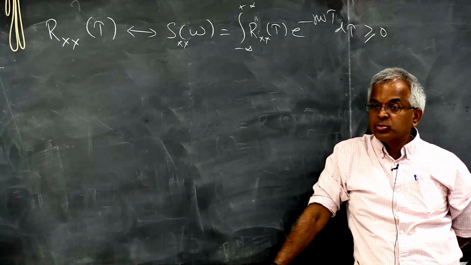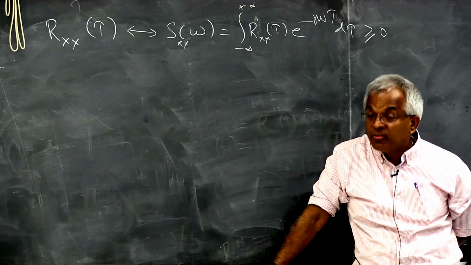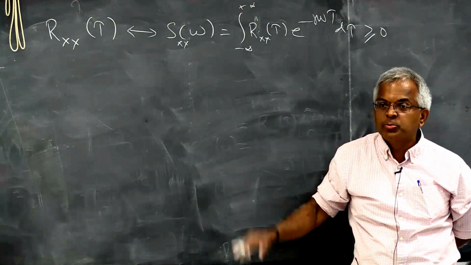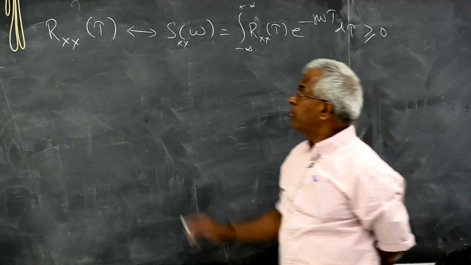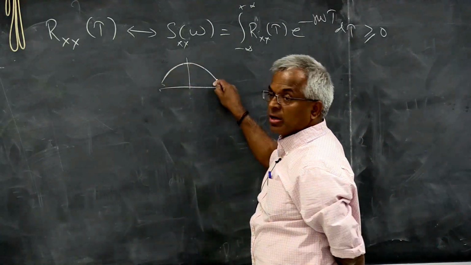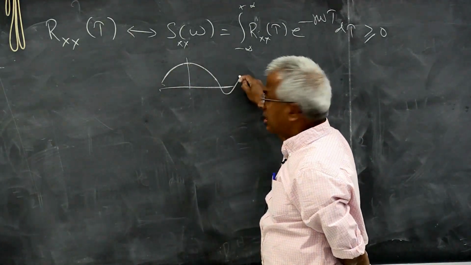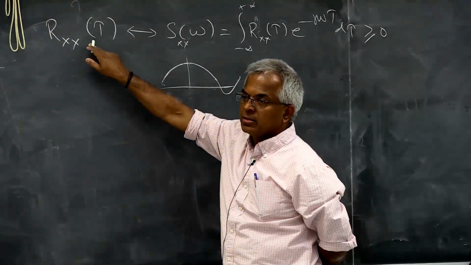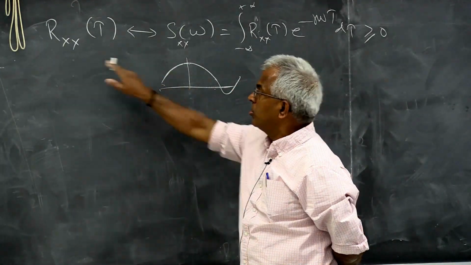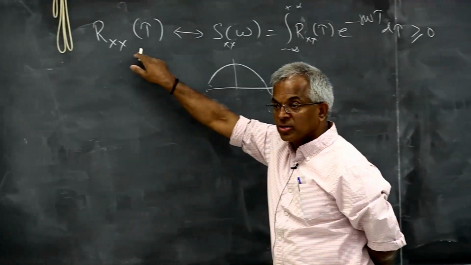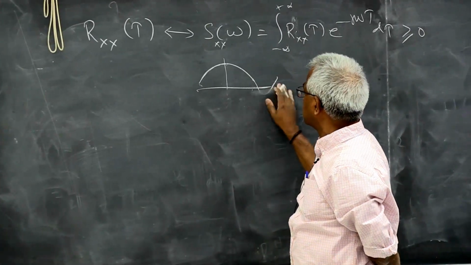Find the power spectrum. You just have to do the Fourier transform. Then physically look at it and see whether it is positive or not. A power spectrum should be above the line. If it goes negative, then you know that trouble is here. This cannot be a power spectrum. Consequently, that function is not an autocorrelation function.